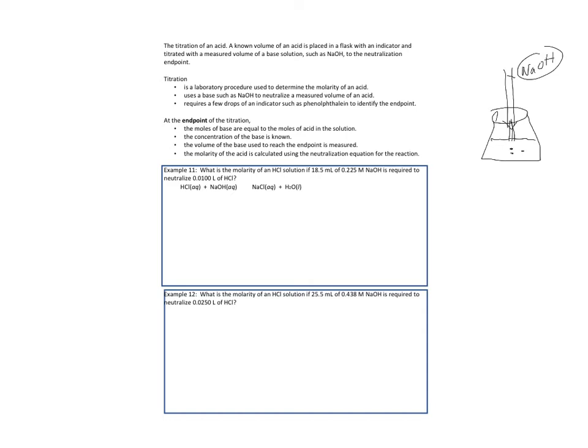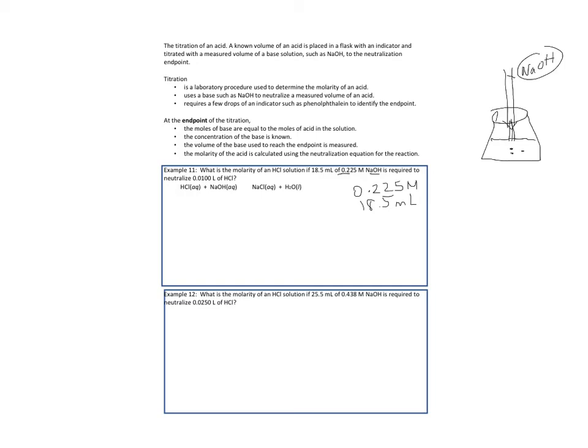So we have an HCl solution. We don't know the molarity of it. What is the molarity of an HCl solution? So again, we're looking for the concentration of the hydrochloric acid, if 18.5 milliliters of a 0.225 molar NaOH is required to neutralize it. So we know the concentration of the NaOH. It is 0.225 molar. And we know how much of it. We needed 18.5 milliliters in order to do this.